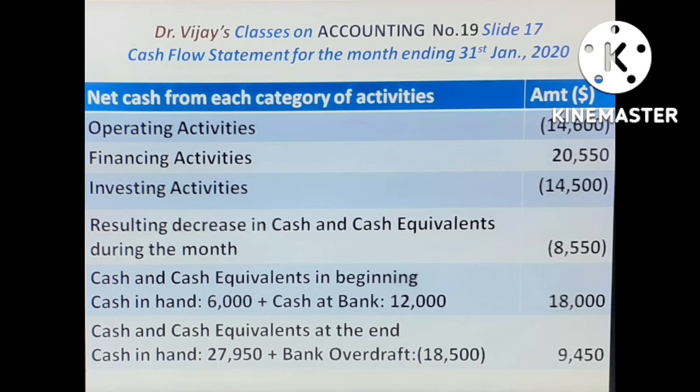The resulting decrease in cash and cash equivalents during the month is $8,550. Opening cash was cash in hand 6,000, cash in bank 12,000, total 18,000. Because of this decrease in cash and cash equivalents, cash and cash equivalents at the end has come down to 9,450. That means cash in hand 27,950 minus bank overdraft 18,500.